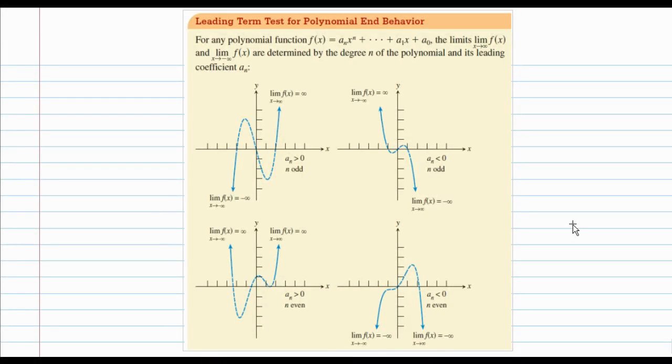This is the screencast for section 2.3, example 4. We are going to actually learn how to describe a function's end behavior. So first of all, I'm looking at this chart, which you can find on page 204 in your textbook.